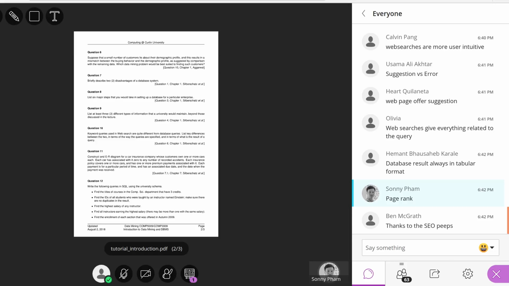Okay, now we can move on to question 11. Construct an ER diagram for a car insurance company, where each customer owns one or more cars. Each car has associated with it zero or any number of recorded accidents, and so on. I give you 1 minute to read this. I'm not sure if anyone has attended this exercise before. If you have, I'm more than happy to let you explain your solution or your answer to this question.